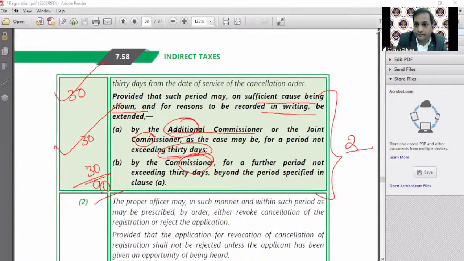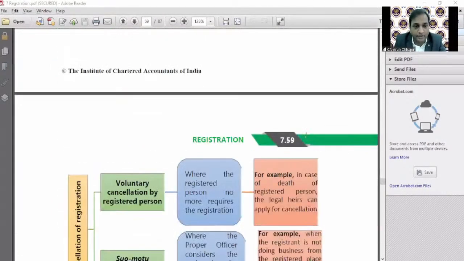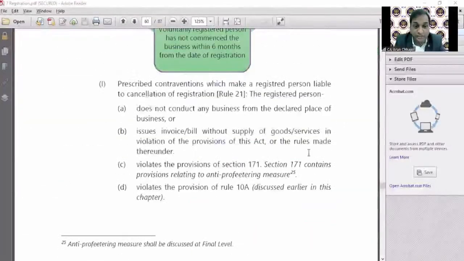You may please note. Fine, no problem. And one revocation, and like the last point I would like to discuss Rule 21.